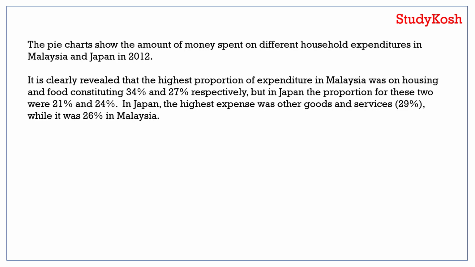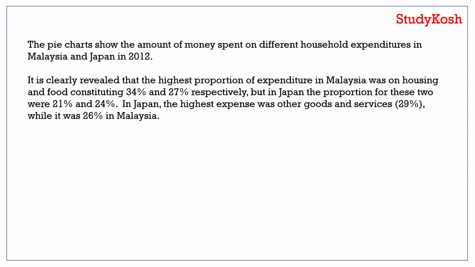Whenever you are writing the introduction to your answer, if there is such connect, then your introduction is okay. Now let us start to put the information. It is clearly revealed that the highest proportion of expenditure in Malaysia was on housing and food, constituting 34% and 27% respectively. But in Japan, the proportion of these two were 21% and 24%.